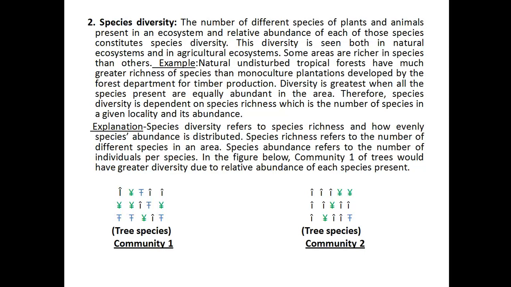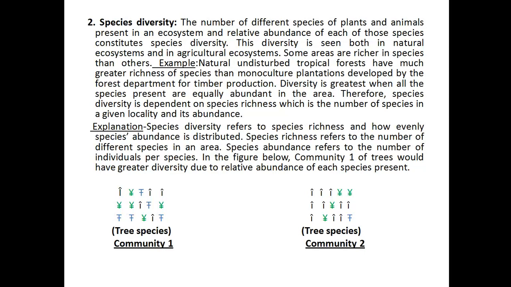Thus, species diversity in an ecosystem depends on the occurrence of different species, for example, trees, and the occurrence of the quantity in number of the different species of trees. This is if we take an example of trees. Now let us look at the figure below, which consists of two communities. Community 1 has got 15 trees and community 2 also has got 15 trees. But if you look at the tree species, you can see that community 1 has got three species of trees. You can see the black, the green and the blue. There are 5 black trees, 5 green trees and 5 blue trees in community 1.